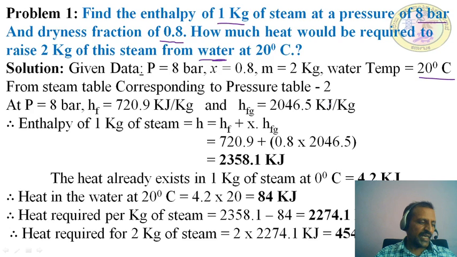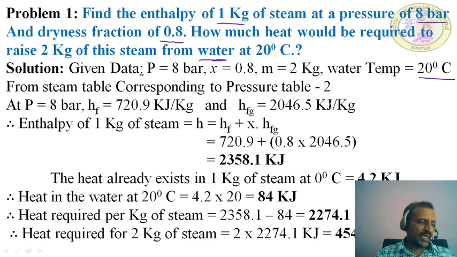Right? Then next, the heat already exists in 1 kg of water at 0 degrees Celsius. You know the specific heat of water is 4.2. So this is the initial heat that exists in the water, right? Then the heat in the water at 20 degrees Celsius. Now you need to find out the amount of heat already present in the water which is maintained at 20 degrees Celsius. In the problem it is given the water is at 20 degrees Celsius. So we know that for water at 0 degrees Celsius, the heat already in the water is 4.2 kilojoule.